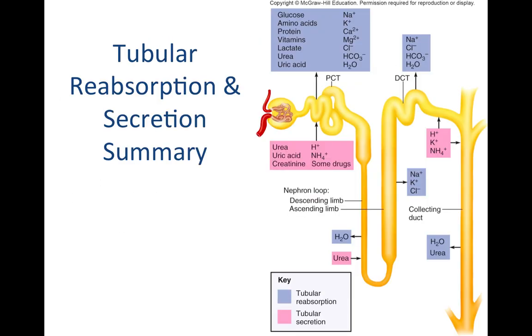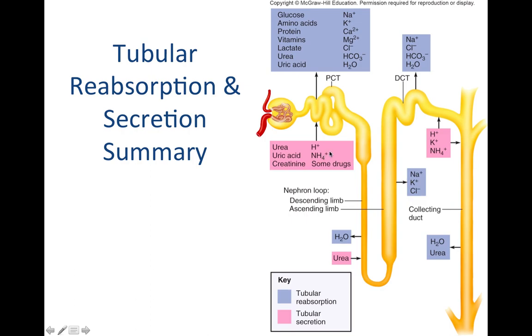Here's a quick summary of tubular reabsorption and secretion. All of the substances in the blue boxes are being reabsorbed. So you can see, in addition to the arrows, what part of the tubule they're being moved to the blood from. All of these substances are reabsorbed at the proximal convoluted tubule. You can reabsorb these substances additionally in the distal convoluted tubule. Here's that symporter we talked about in the ascending nephron loop, showing reabsorption of these materials.